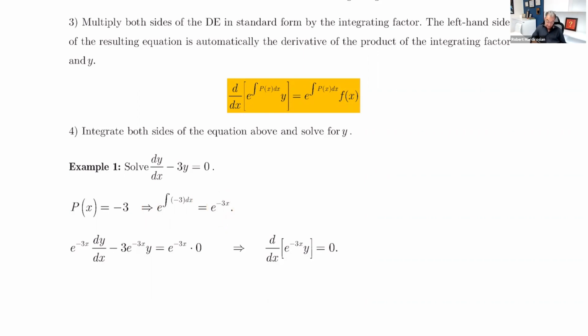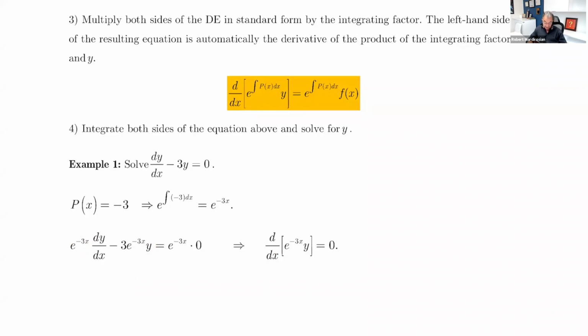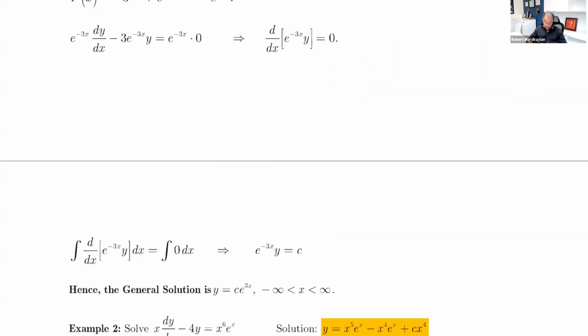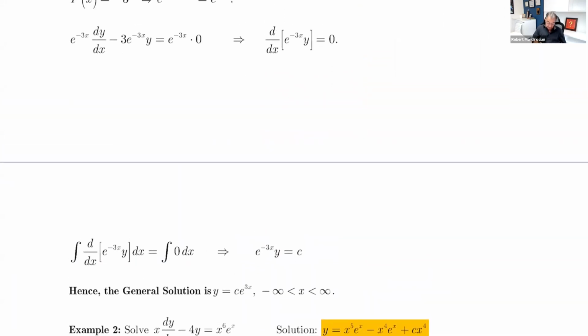Now we multiply both sides of this equation by e to the power of -3x. So you get e to the power of -3x times dy/dx minus 3 times e to the power of -3x times y equals e to the power of -3x times 0. You know this is a perfect product rule, and this is just the derivative of e to the power of -3x and y. So you can write d/dx of e to the power of -3x y equals 0. Now to finish this problem, you can take the integral of both sides.